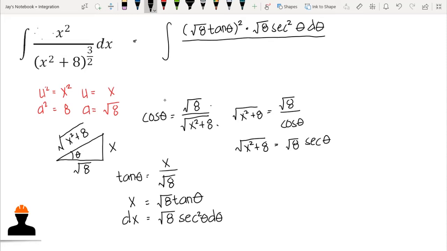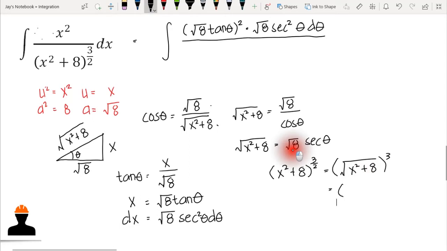Okay, so we can say that our square root of x squared plus 8 here is equal to square root of 8 secant theta. Now we know that this form, x squared plus 8 raised to 3 halves, can be expressed as square root of x squared plus 8, raised to the 3. We know that square root of x squared plus 8 here is equal to square root of 8 secant theta, then raised to the 3.